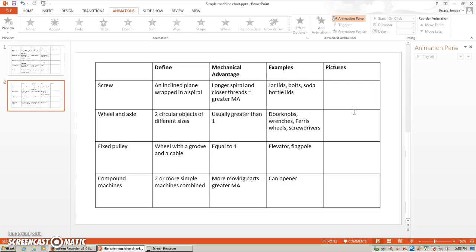All right, a screw. A screw is an inclined plane that's actually wrapped in a spiral. Okay, the longer the spiral and the closer the threads are, the greater the mechanical advantage of the screw. Okay, so examples of these without actually saying screw, because yeah, a screw is an example, but other examples would be jar lids, bolts, and soda bottle lids. Anything that has a screw top is a screw. It's a mechanical advantage. It's a machine.